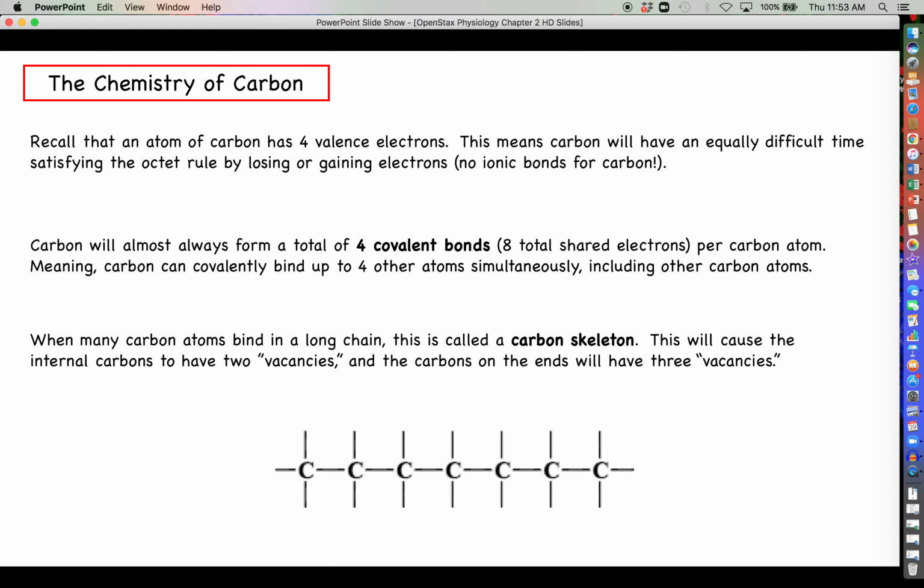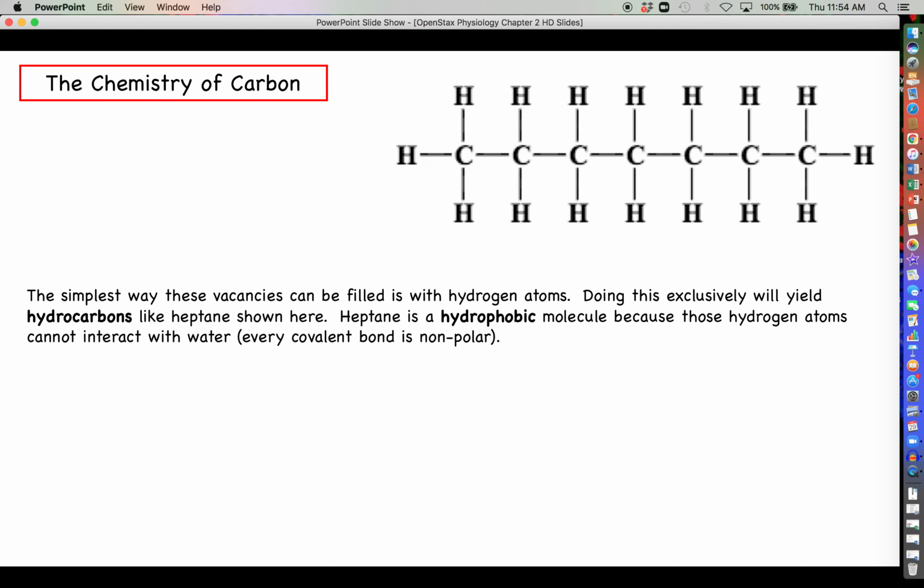For right now, it doesn't really matter what these atoms are going to be on the outside of the skeleton. It could be just about anything. Not anything, but a lot of different things can combine to carbon. So for now, let's think of these as vacancies. These are just empty spots where carbon can potentially form a covalent bond with some other atom. It could be another carbon atom, it could be oxygen, it could be nitrogen, it could be a lot of different things. So for now, let's just think about this in terms of these vacancies. The internal carbons each have 2 vacancies, and the carbons on the ends will have 3 vacancies.